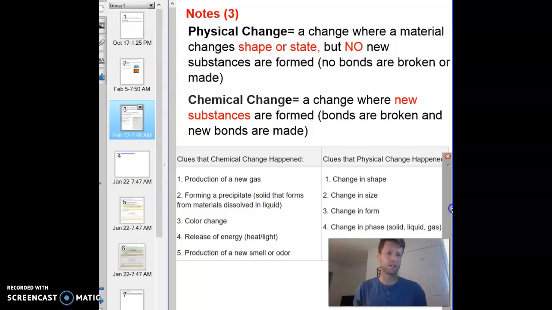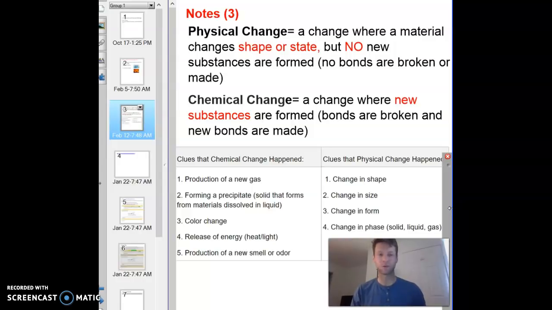Physical changes are more straightforward. Something just changes shape. So for example, if I take a piece of metal and I bend it into a new shape, it's still metal, it's still the same thing, just in a new shape. It changes the size of something. I take a piece of wood and I cut it in half. Still wood, it's just a different size. I have different mass, but same exact compound.